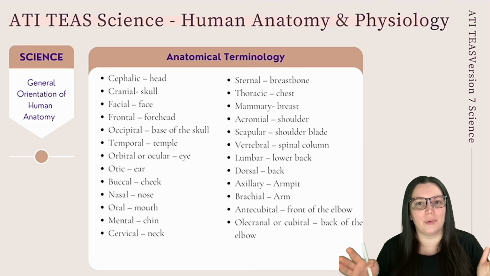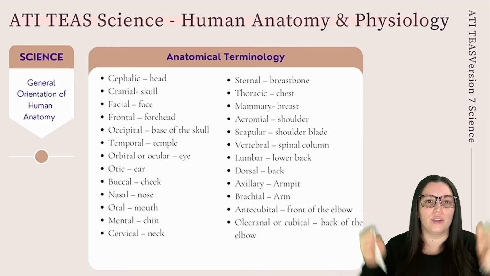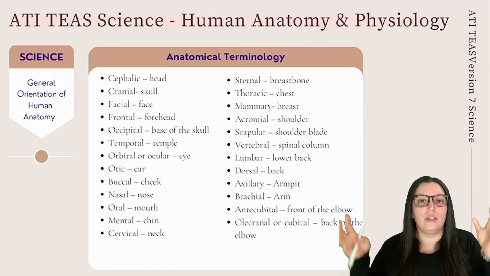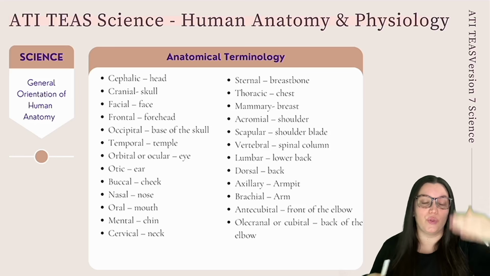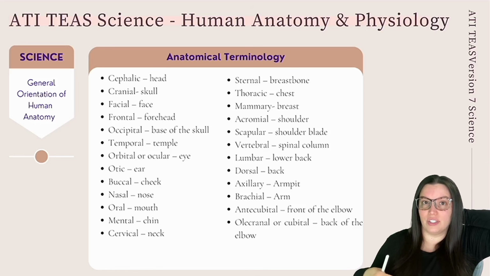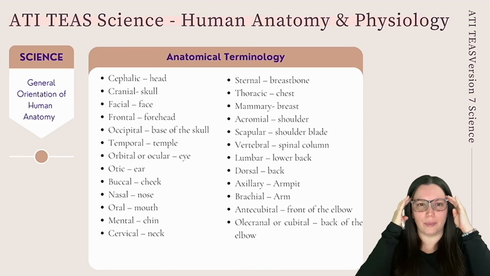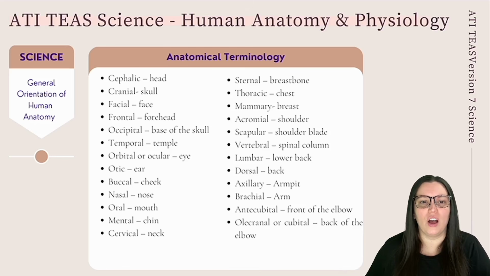So common anatomical terminology that you're probably going to see on your exam is cephalic. So that is your head. Cranial refers to your skull. Facial is your face. Frontal, that's like your forehead. Occipital, that's the base of the skull. Temporal, that's your temple area. Orbital or ocular, that's your eyes. Otic, that's your ears. Buccal, your cheek. Nasal, your nose. Oral, your mouth.